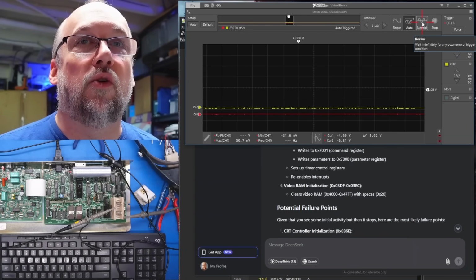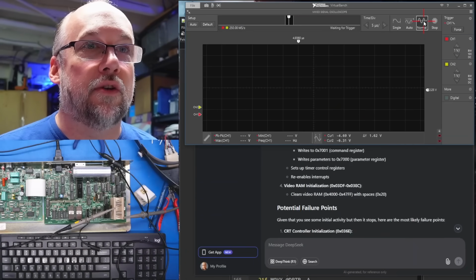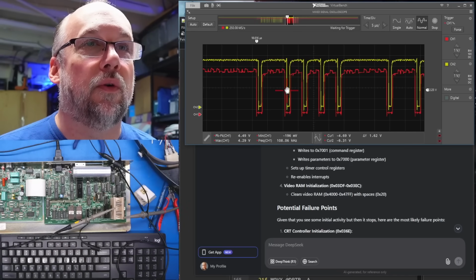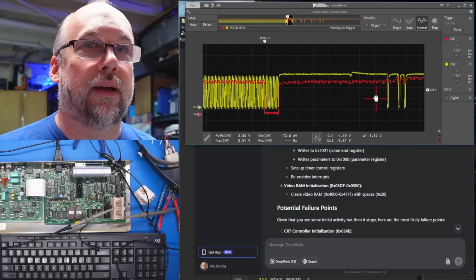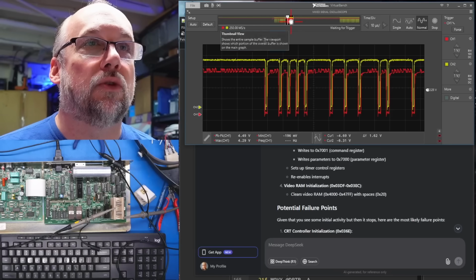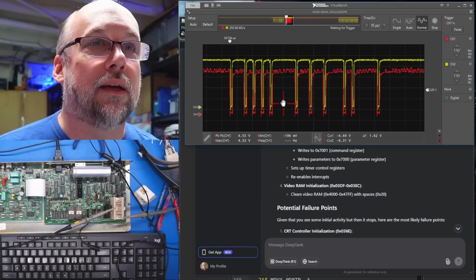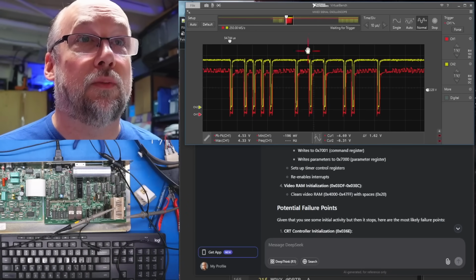Well, if we go to the oscilloscope and we do normal trigger mode and I turn on the power, there's a capture. How many of these writes do we get? 1, 2, 3. Let's zoom out a little bit so I can get more of the capture. I just want to make sure we have all of the writes to the video chip captured. So it looks like it writes to it 11 times specifically.